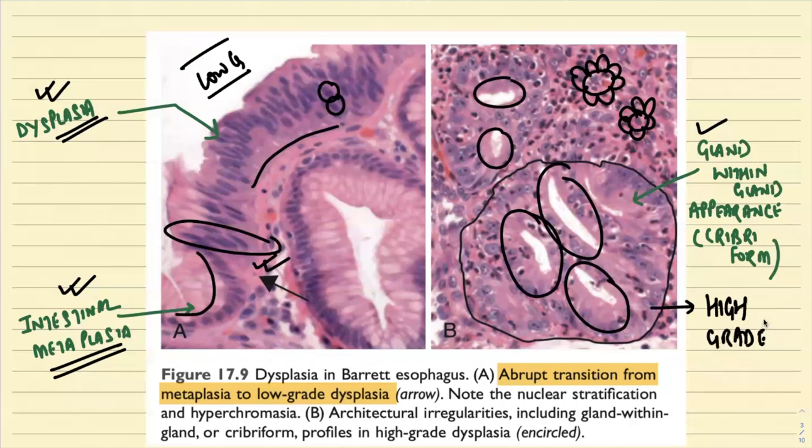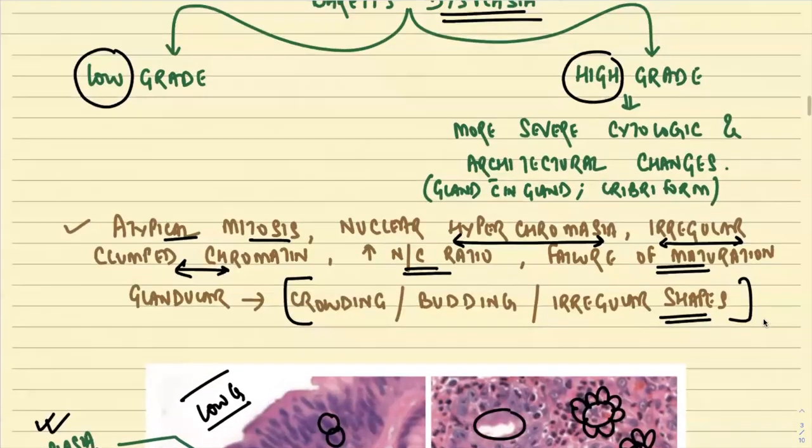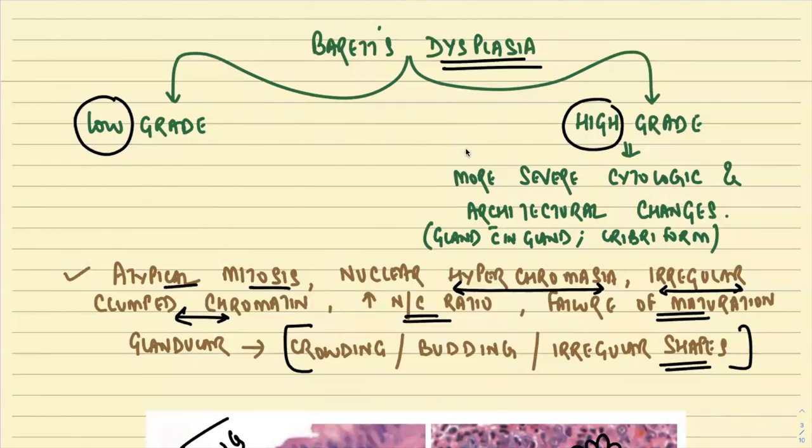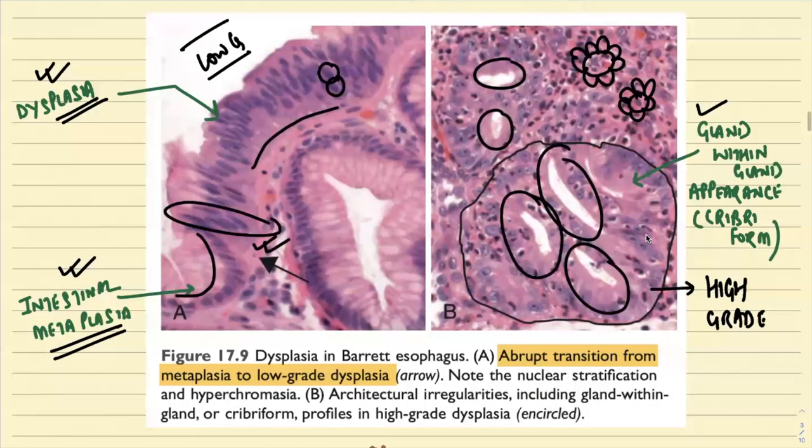So I hope you have understood the basic difference between what is dysplasia, what is metaplasia, how you differentiate the two, what is low grade dysplasia and what is high grade dysplasia. Okay. So I'm just repeating once again. High grade dysplasia has more severe cytological and architectural changes. There is a classical gland within a gland or cribriform appearance as we have appreciated. Okay. Any doubts anyone is having? Is it clear? Everyone?